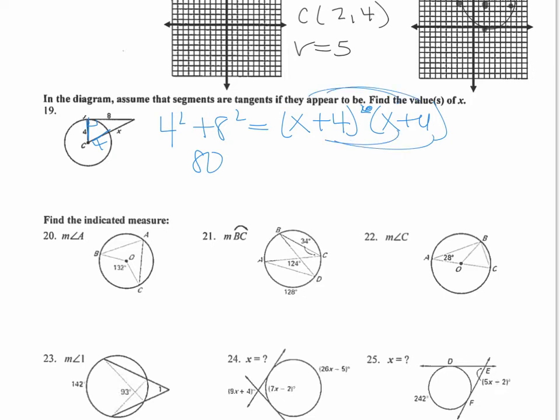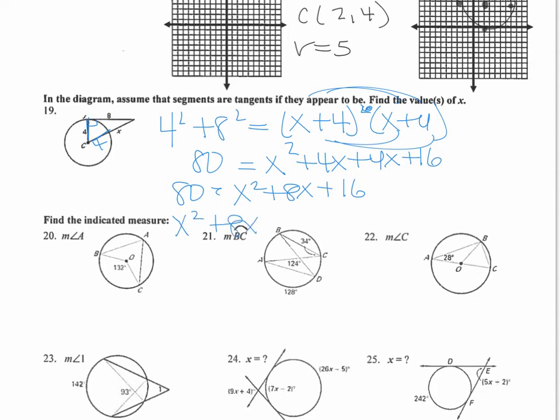Scribble this out, copy it again. Double distribute. X squared plus 4x plus 4x plus 16. So 80 equals x squared plus 8x plus 16. I've got to factor. X squared plus 8x minus 64 equals 0. Factors of 64 that make 0? Huh, I don't know any.